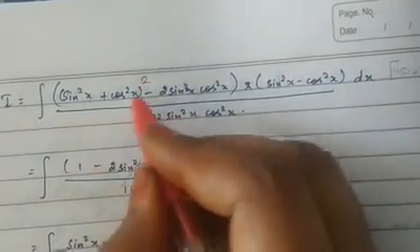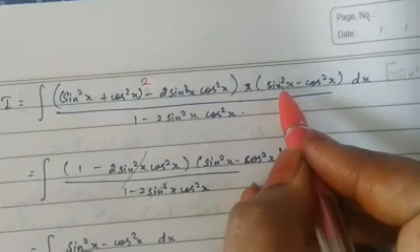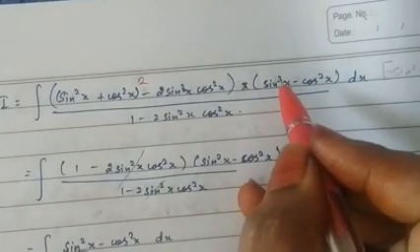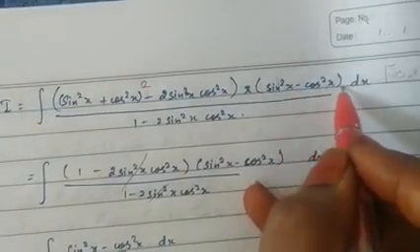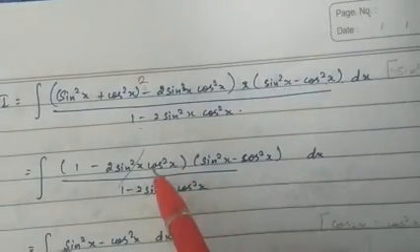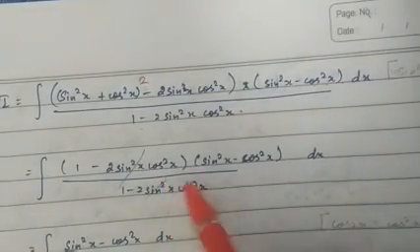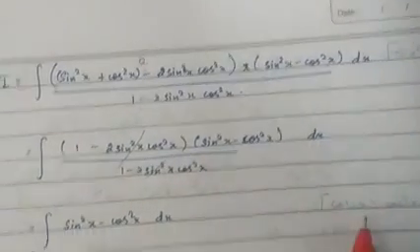So this is (sin^2 x plus cos^2 x) the whole square. This becomes 1, therefore 1 minus 2 sin^2 x cos^2 x. And in the remaining term, sin^2 x plus cos^2 x becomes 1. Remaining term is (sin^2 x minus cos^2 x) into dx divided by 1 minus 2 sin^2 x cos^2 x. In the next term, both numerator and denominator will get cancelled. Remaining will be (sin^2 x minus cos^2 x) into dx.